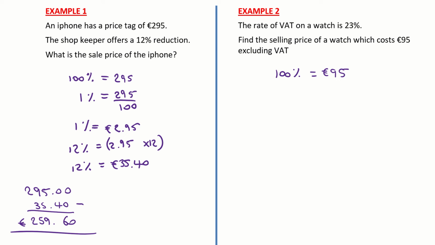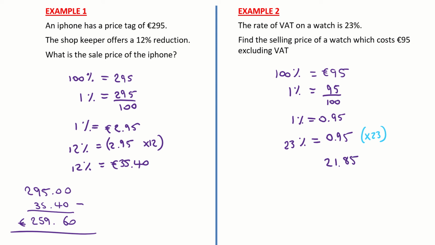So same process again. If I want to find 1%, I divide both sides by 100. So €95 divided by 100 is giving me 0.95. So 95 cents in other words. I now want to get to 23%. So in order to get from 1% to 23%, I'm going to times 0.95 by the 23. So I'm multiplying now by 23. So 0.95 multiplied by 23 is giving me €21.85. That's the value of the VAT, 23%.